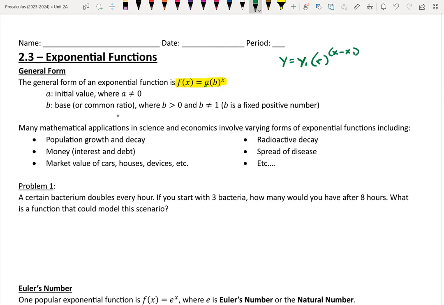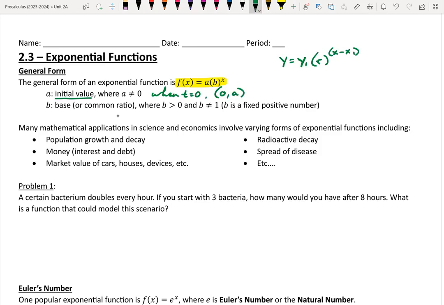So the a that we have here is the initial value of the function. And it's saying where a does not equal 0. We don't want a to be equal to 0. But it is the initial value. And an initial value happens when time equals 0, or x equals 0. So we would have the point 0, comma a. So that would be our x1 and y1.